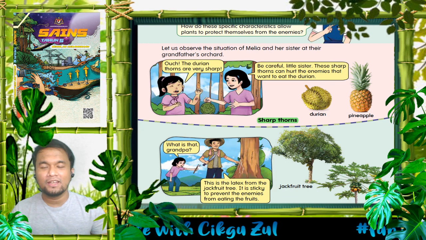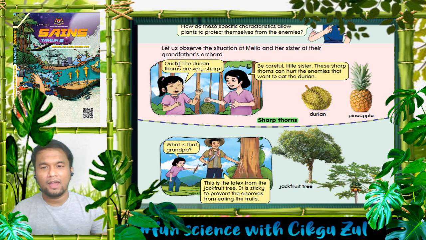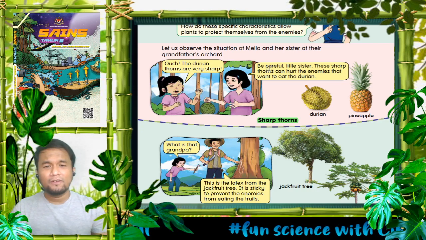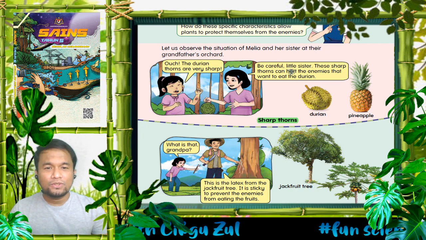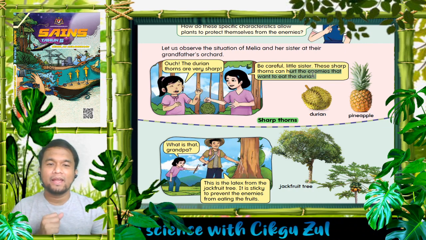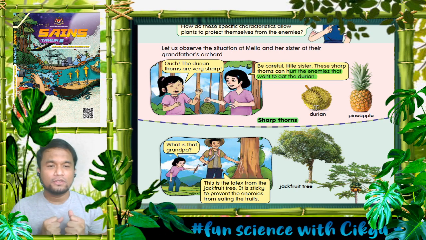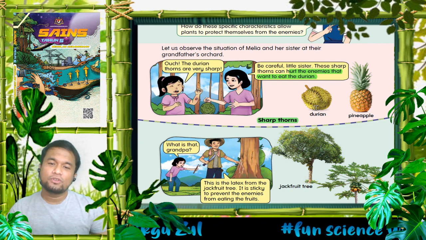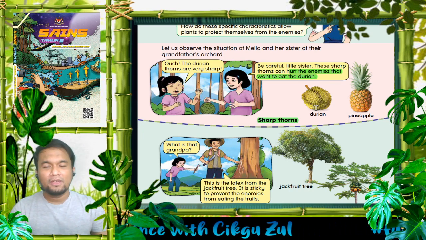So you see the situation here. The girl is hurt by the sharp thorns of the durian. Ouch! The durian thorns are very sharp. She said, "Be careful, little sisters." These sharp thorns, what is their purpose? It is actually to hurt the enemies that want to eat the fruit, or the plant. So the durian covers the fruit with thorns, whereas the pineapple has leaves on top with sharp thorns. This is to get rid of or avoid enemies from eating them.